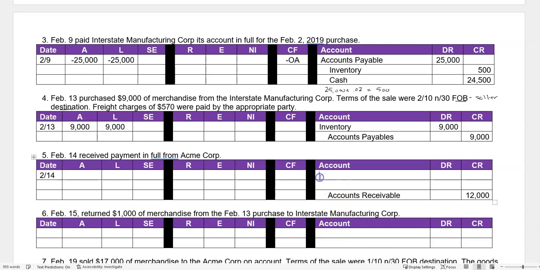Now, what did we receive? Well, we received cash. How much cash did we receive? Well, in this, they've got a 2% discount. So we're going to take that $12,000 and multiply that by the 2%, just so you can see that. And 2% of $12,000 is $240. That's the amount of discount they receive. So $12,000 minus 240 gives us $11,760. Now that means I need an additional debit of $240.